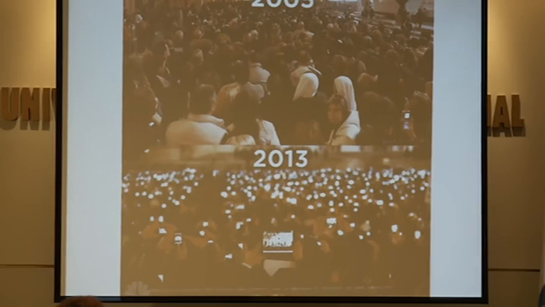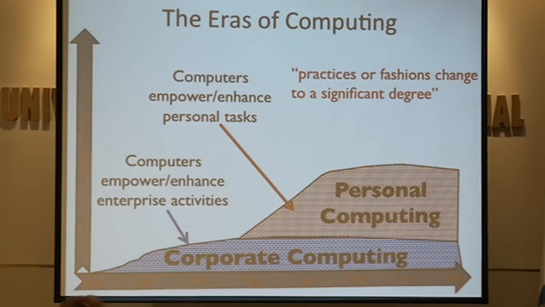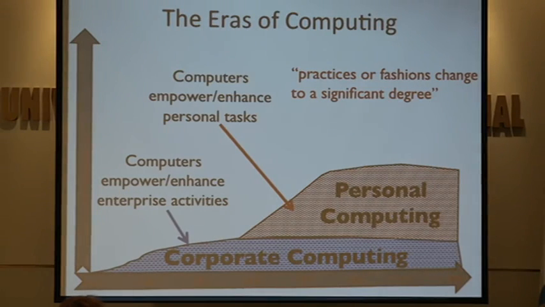But my title of this talk wasn't about the ubiquitous computing era. It's about the ambient computing era, and so I want to make a distinction about what that means. But let's go back and look at these eras of computing again. So we showed, around the 1980s, personal computing started to come on and dominate. But we said an era is a place where practices and fashions change to a significant degree.